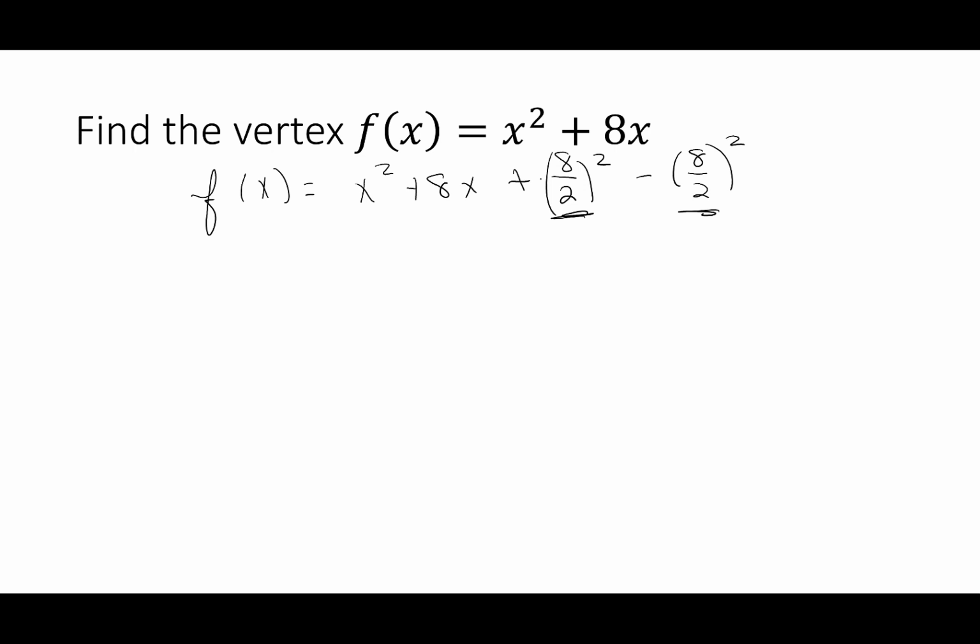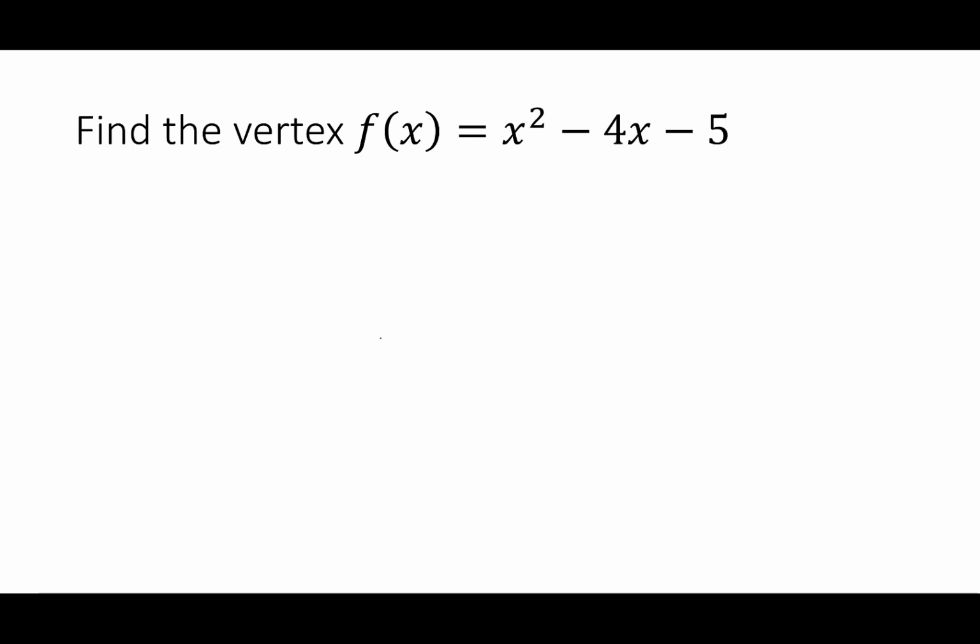So x squared plus 8x plus 8 over 2 squared becomes x plus 4 squared, minus 8 over 2 is 4, 4 squared is 16. So now I can see the vertex is negative 4, negative 16. That's a little tricky, so I think we need to do it a couple times. The next one says f of x is x squared minus 4x minus 5.